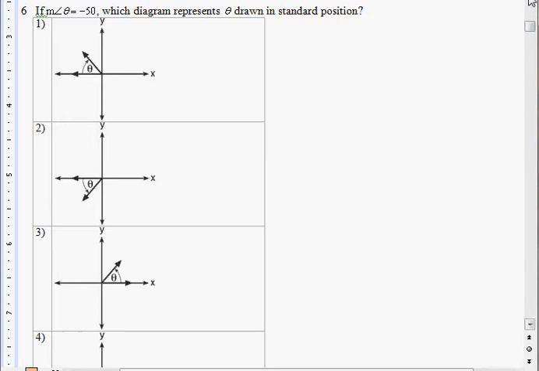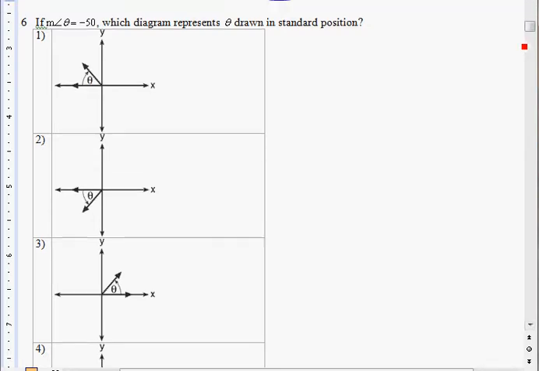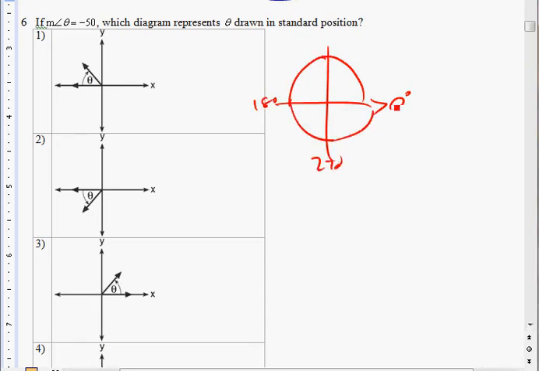Alright, let's take a look at question number 6. In question number 6, we're looking for how the angle of negative 50 degrees looks. A quick review is that angles start at 0 degrees and go counterclockwise to 90, 180, 270, right? And back to 360, and you can even go further, more and more. So that's the usual pattern.